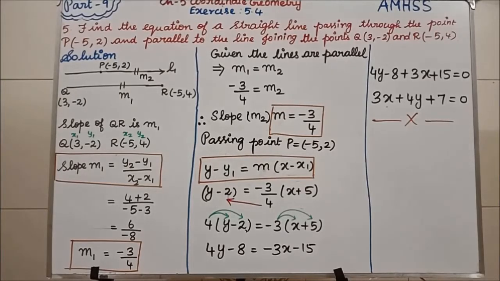Students, this is the fifth question in exercise 5.4. We'll see the question now. Find the equation of a straight line passing through the point P(minus 5, 2) and parallel to the line joining the points Q(3, minus 2) and R(minus 5, 4).